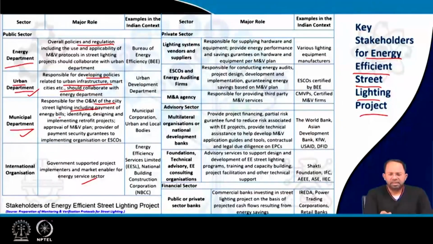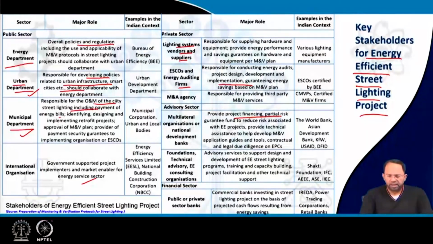Now, in the private sector, there are lighting system vendors and suppliers who will provide different options for the different technologies that could be utilized. Then energy auditing firms can give us ideas about the overall project design, the development and implementation strategy, and what sort of savings would be achieved. Then other third-party M&V service providers could be there. Then advisory sectors could be the different financial partners.